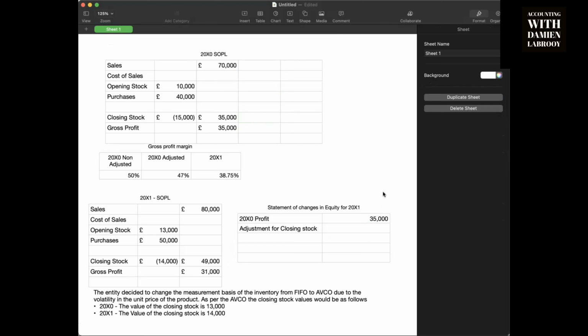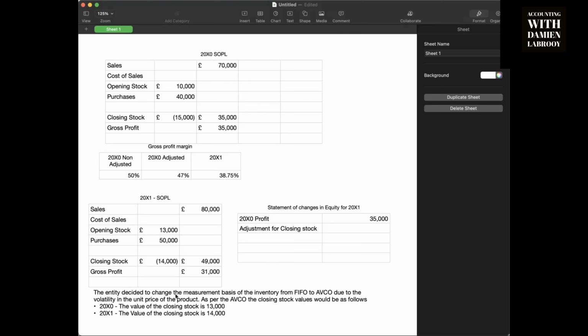So on screen, you are looking at the statement of profit and loss for 2000X0, gross profit calculation, 2000X1 SOPL, as well as the statement of change in equity for 2000X1. In 2000X0, I have made a profit of 35,000. That's what I'm showing in my statement of change in equity. Below you see the entity decided to change the measurement basis of the inventory from FIFO to AUCO due to the volatility in the unit price of the product.